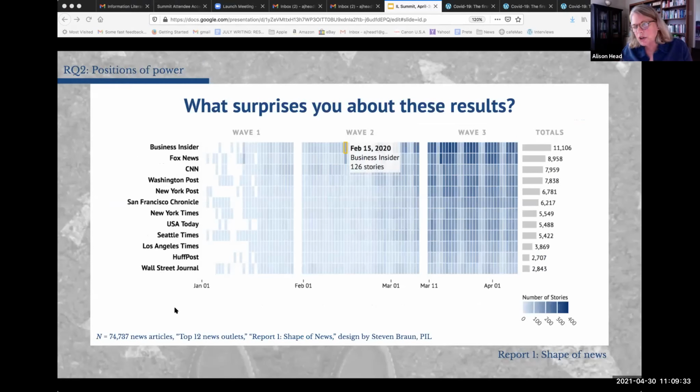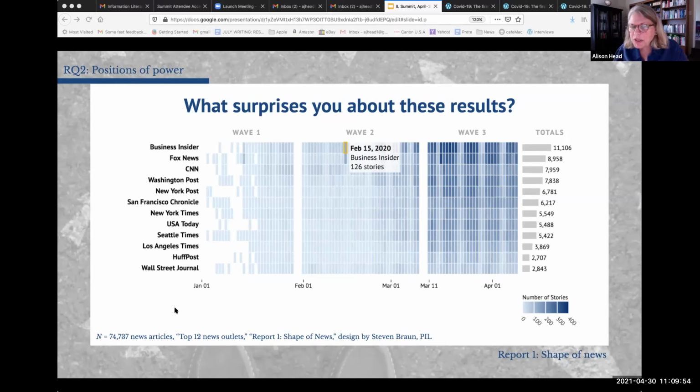Here is the next chart that we end up producing, and that appears in that first report, the first 100 days. What surprises you about these results? Save that until later, and we'll take a couple of questions for time, if nothing else.